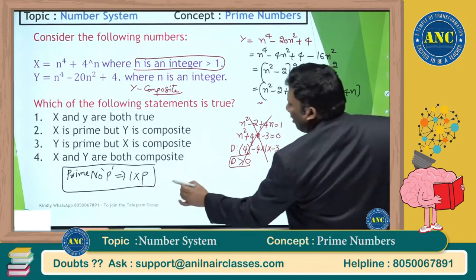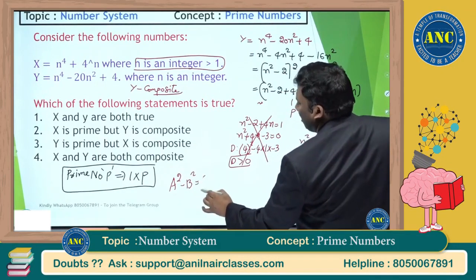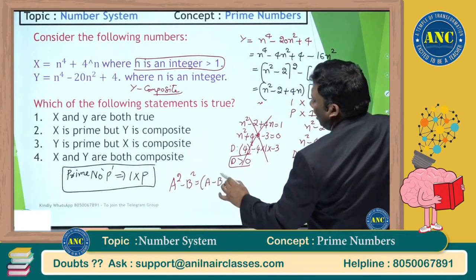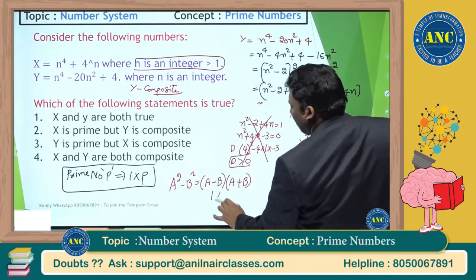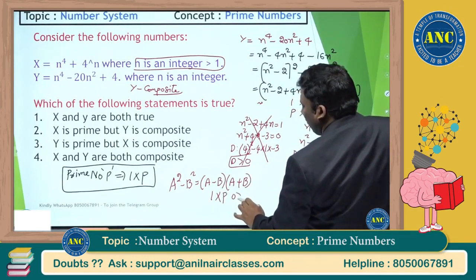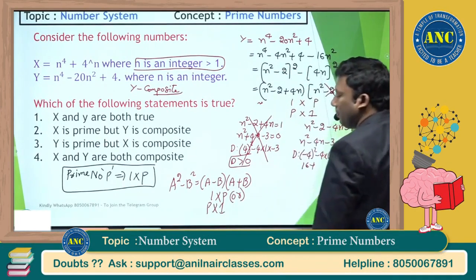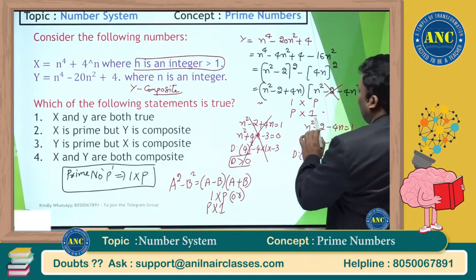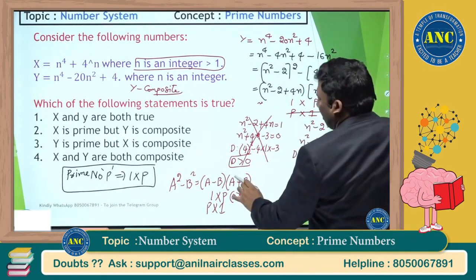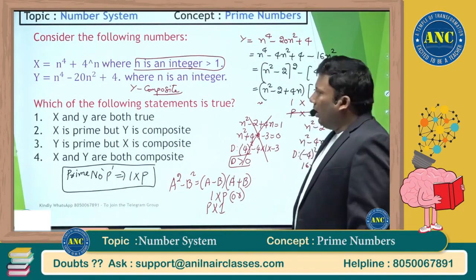So I wrote the number. The idea is a square minus b square, it is a minus b into a plus b. I just checked whether I can write it as 1 into p or p into 1. Now see here. If a and b are natural, that's okay, you can do it. Idea clear?